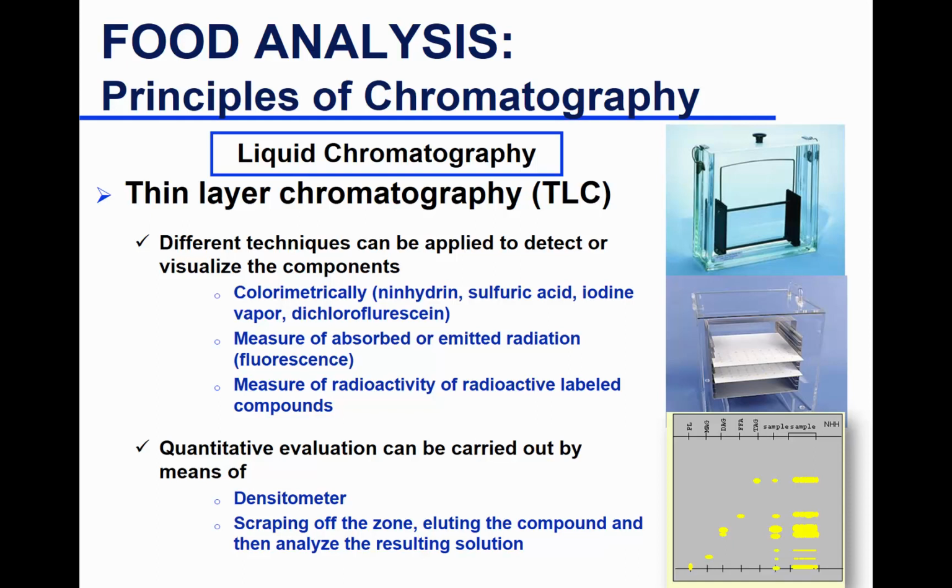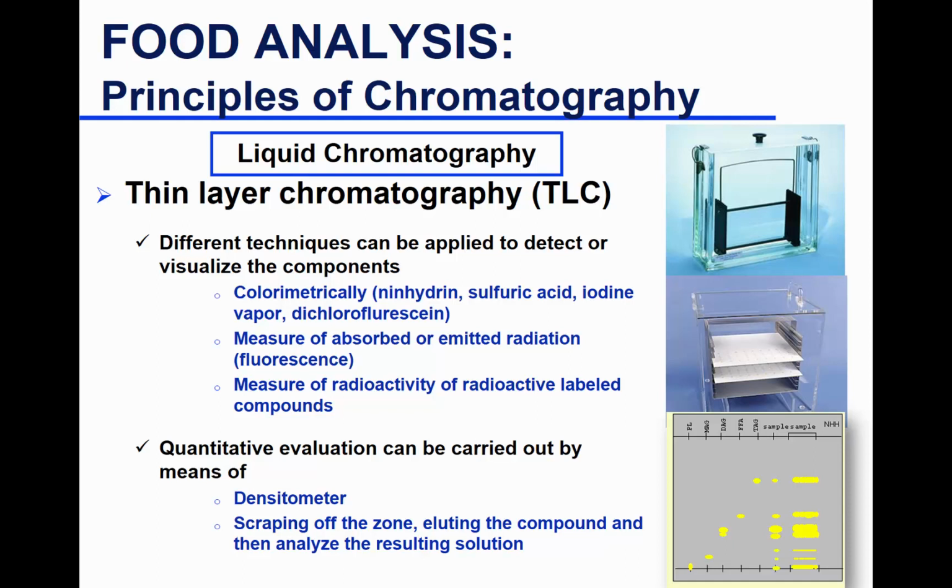Since it's the same principle, basically it will need a chamber where you would have your plate. After you spot your samples, you add your mobile phase, which is an organic solvent if it was, say, normal phase chromatography, and then let it develop. If you want to see the spots, you use colorimetric development, so you can spray with ninhydrin if it's amino acid. You can spray with sulfuric acid, which burns anything organic, so you would see burnt spots.